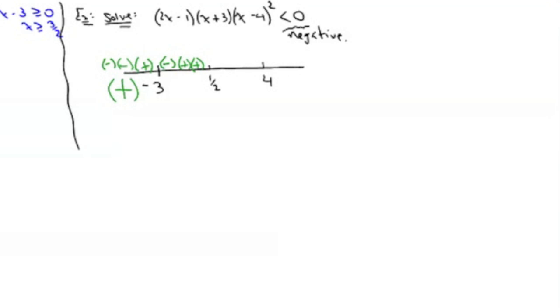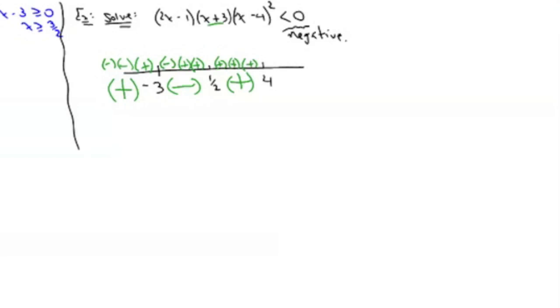Positive. So negative, positive, positive? It's a big fat negative. Okay. Pick a number between 1/2 and 4. 1. Plug it into the first one. What do I get? Positive. Second factor? Positive. Third factor? Positive. So this is definitely positive between 1/2 and 4.